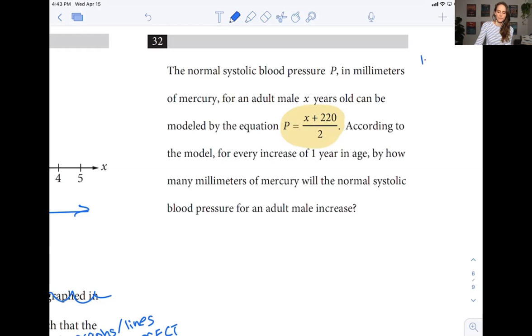Is that linear, quadratic, or a circle? What do you guys think? Linear, quadratic, or a circle? Yeah, linear, great. So it's going to be y equals mx plus b in that form. It's linear. There's no exponent, so it's not going to be quadratic. It's not a circle or a parabola. Well, parabola is the same as a quadratic.